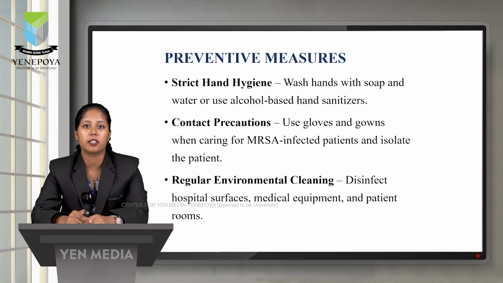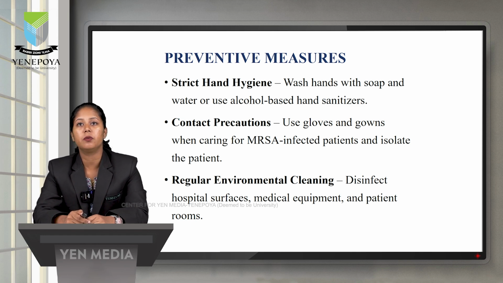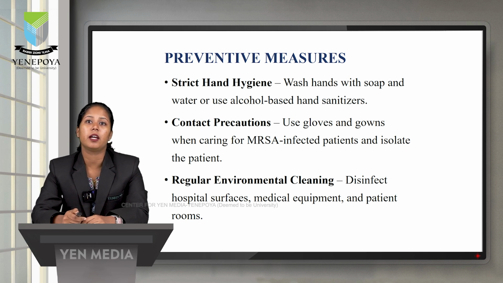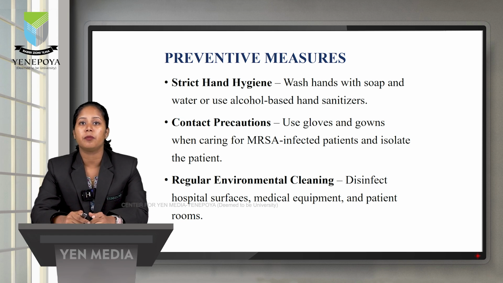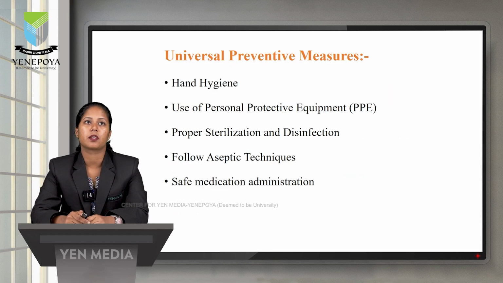As I said in the previous slides, almost in all slides we have the first point as hand hygiene, because hand hygiene plays a very important role in a healthcare facility. Wash hands with soap and water or alcohol based hand sanitizer. Contact precaution: use gloves or gown when caring for an MRSA infected patient and isolate the patient, as I said. Regular environmental cleaning: disinfect hospital surfaces, medical equipment and patient rooms so that there won't be any chance of cross infection from the infected person to the host.